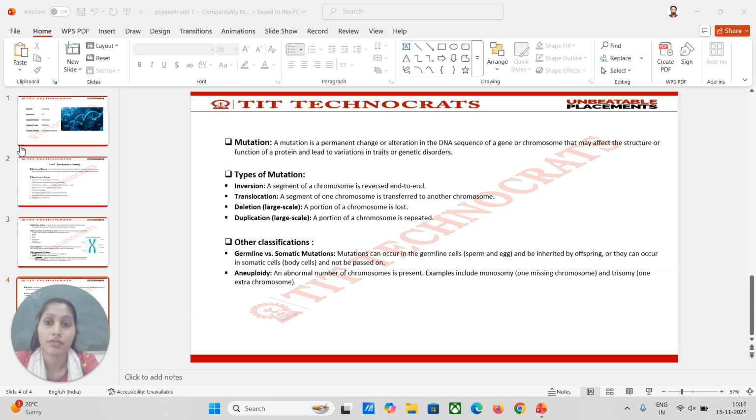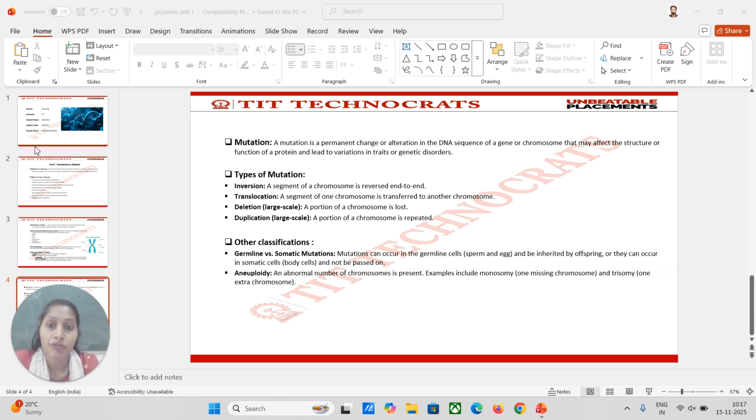Then we discuss mutation. What is mutation? A mutation is a permanent change or alteration in the DNA sequence of a gene or chromosome that may affect the structure or function of a protein and lead to variation in traits or genetic disorders.